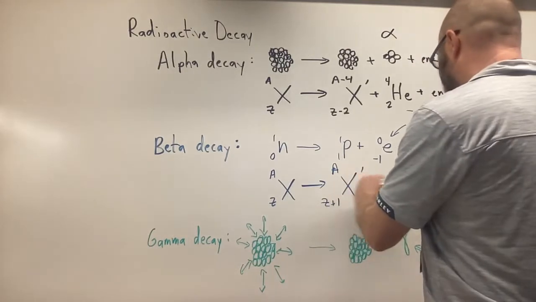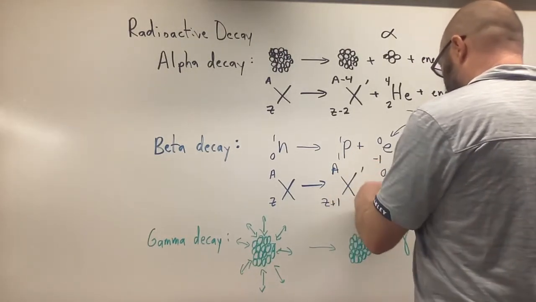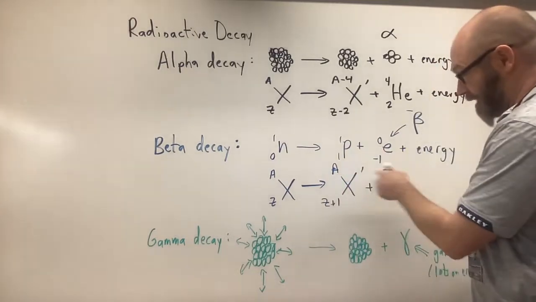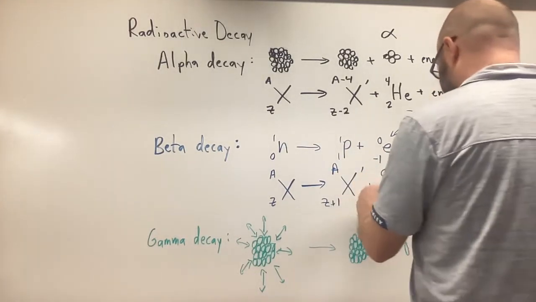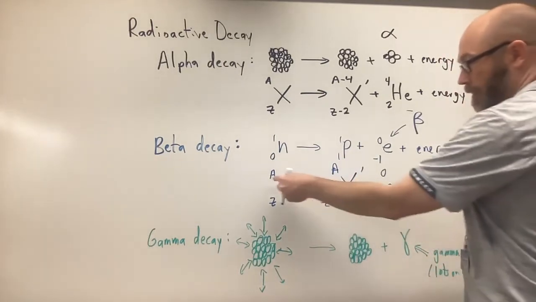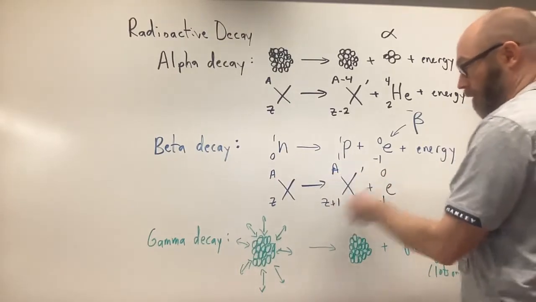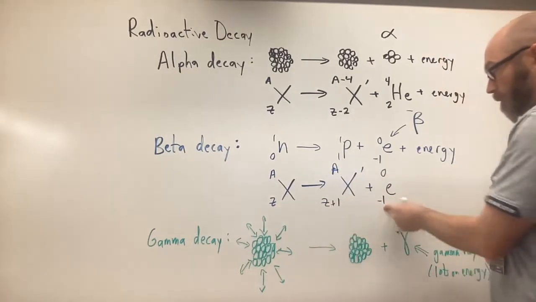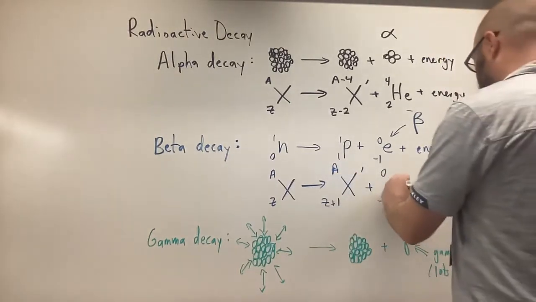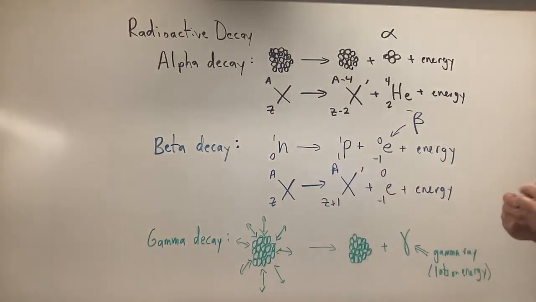Well, I have my beta particle, which is really just an electron, which, as far as the mass goes, has hardly any mass compared to the stuff in the nucleus. And then if you look, do you see how, again, this has to add up? A equals A plus 0. Z equals Z plus 1 plus negative 1. Okay? And then you'd get some energy.